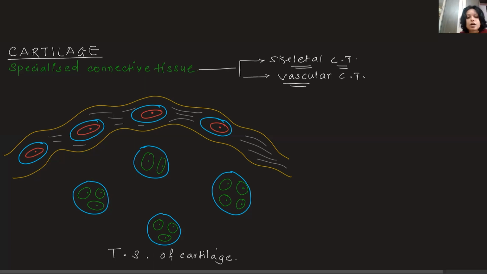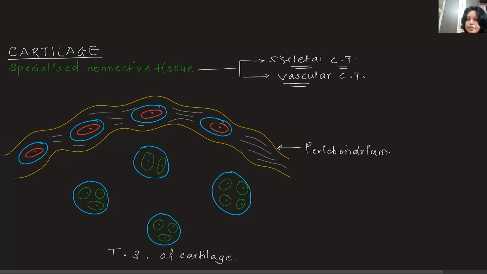Now, the cartilage outer margin is covered with a membrane. Here I have shown that membrane. Its outer margin is covered with a membrane, and that membrane is called perichondrium. Peri means around, chondrium means cartilage. So this is a membrane that covers the cartilage on its outer margin, and it is made up of connective tissue.